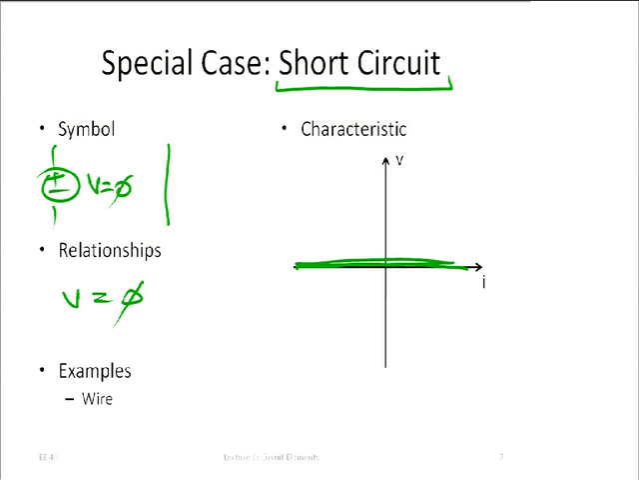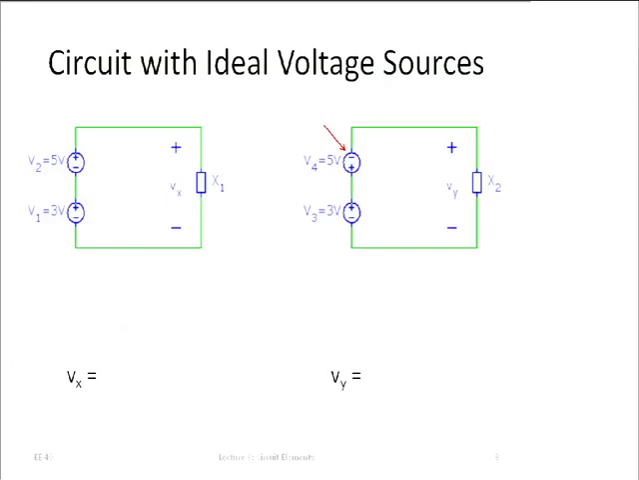Let's do some other examples. Here we have a circuit that actually has 2 voltage sources in here, and we would like to know the voltage across this other component X1. How are we going to do that? We're going to use which law? KVL, right? Okay.